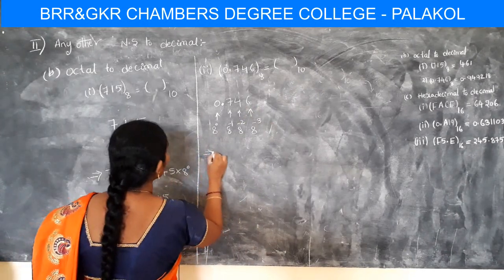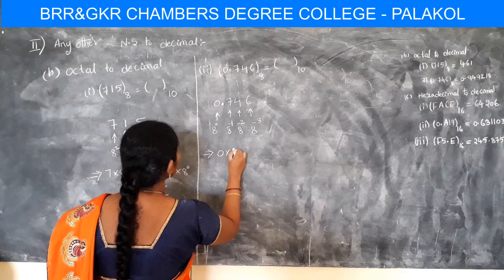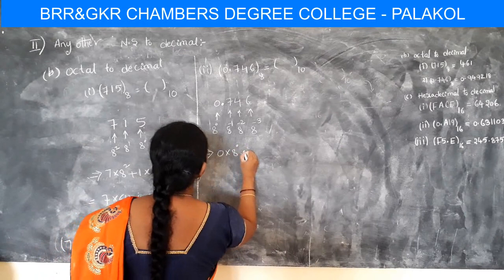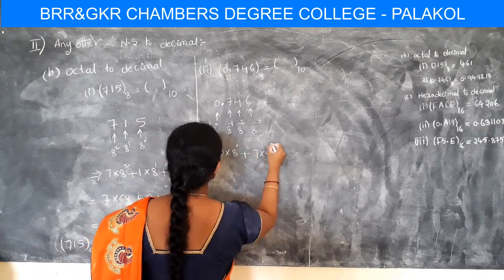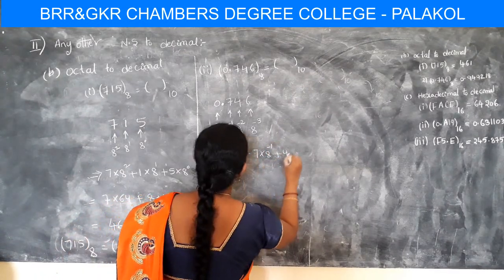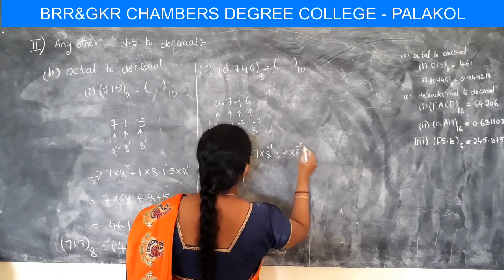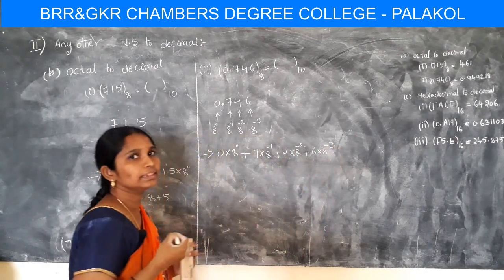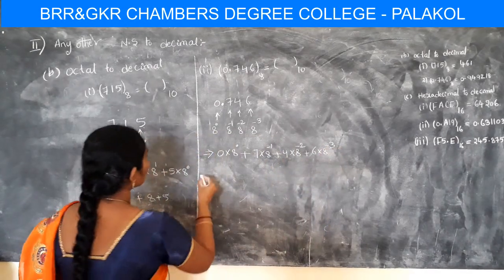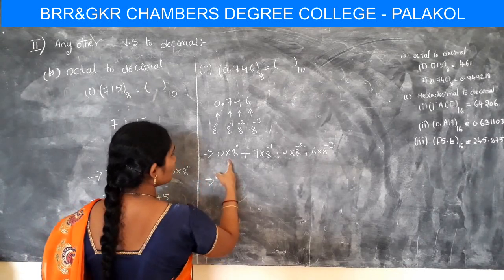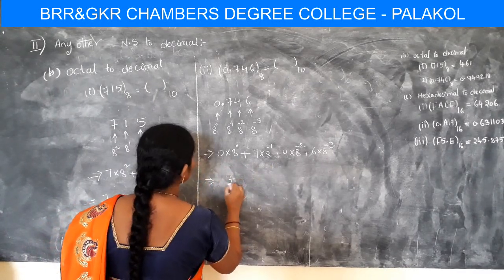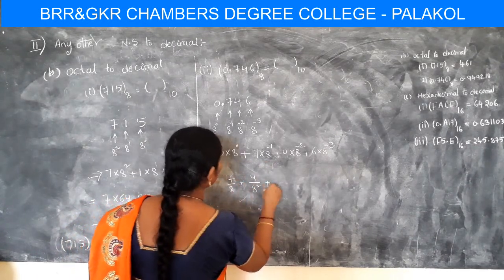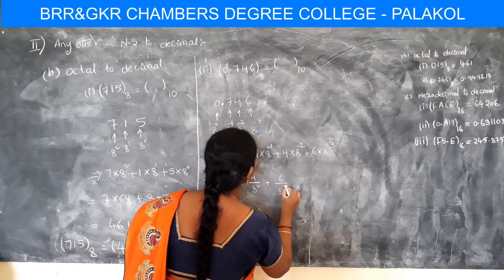Okay, so now this is 0 into 8 power 0, plus 7 into 8 power minus 1, plus 4 into 8 power minus 2, plus 6 into 8 power minus 3. Now 8 power 0 is nothing but 0, and next 7 by 8 plus 4 by 8 square plus 6 by 8 cube.